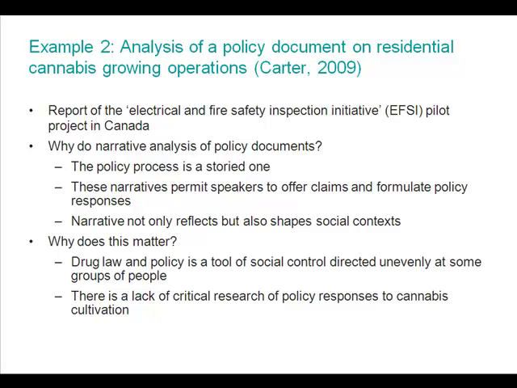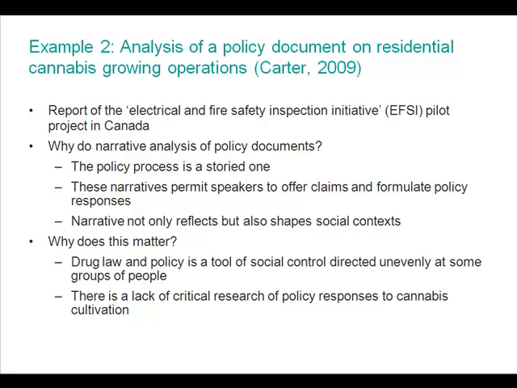And Carter does an analysis of this because she says that the policy process is a storied one. So if you read any policy document, what they're trying to do is tell a particular story. For example, if you read a green paper by one of our government's green papers, you will see that they're trying to tell a particular story about what's happening in society. And while they're doing this, policymakers are offering claims about what's happening, and also formulating policy responses, so that they're trying to convince the reader that the policy response they are suggesting is the right one. So these are narratives that not only reflect but also very much shape, or can help shape, social context.